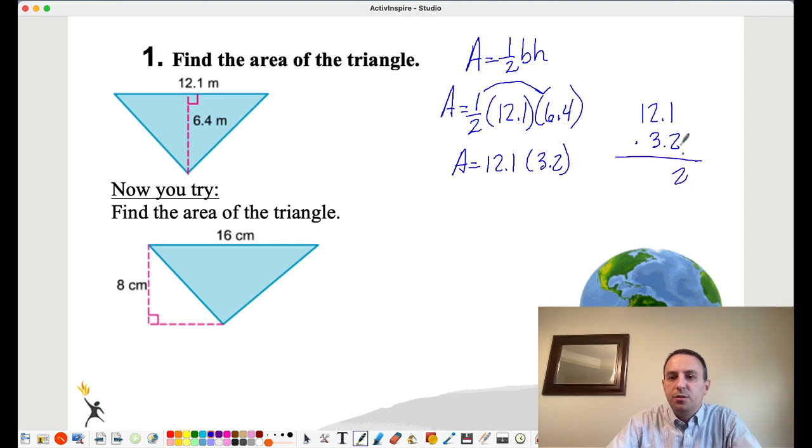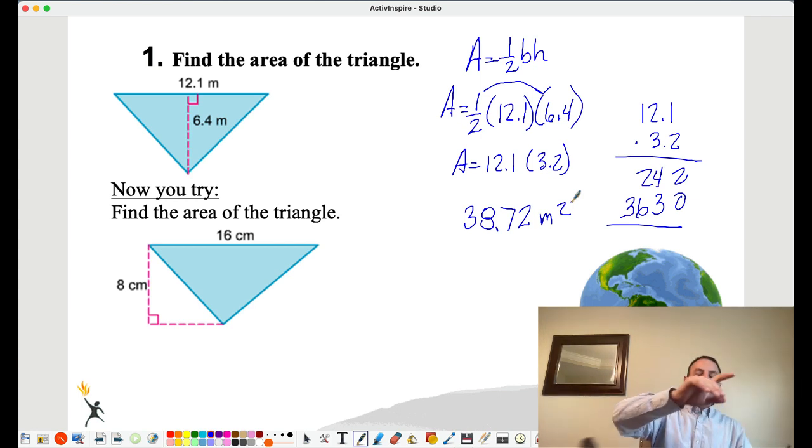And I'm going to say 2 times 2, that's 4. And then 0, 3, 6, 3. So I'm going to do my work. I ran out of space over there. So 2, 7, 8, 3. So 38.72 meters squared. All right, go ahead and try that next one, and then I'll put the answer up.